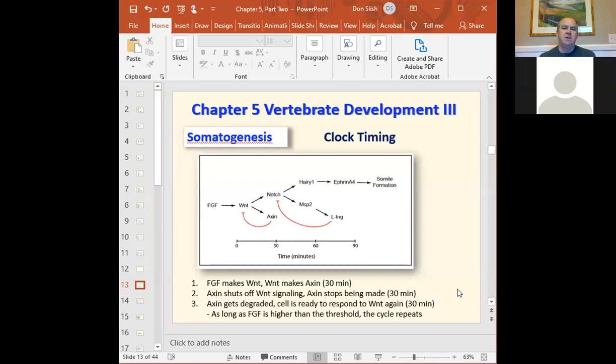And the speed of that depends on what organism you're in. In chicks, it's about 90 minutes. In mouse, I think it's like 2 hours or something. So the speed of that, again, determines how many somites you get, because the node is moving at a constant rate, and every time it cycles through, it will leave a somite behind. So the faster it cycles, the more somites you get, and the smaller the somites.